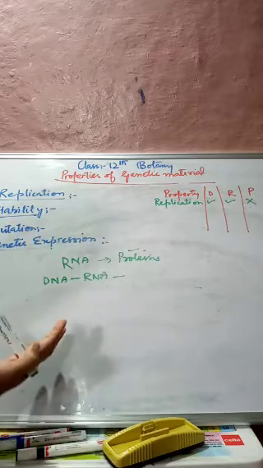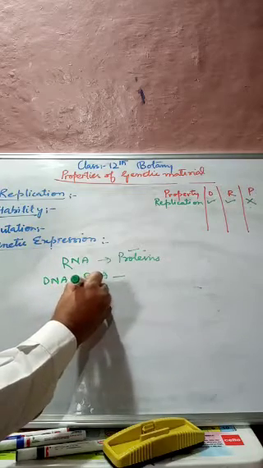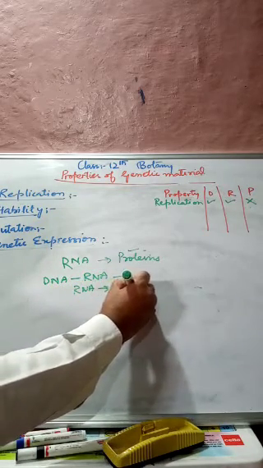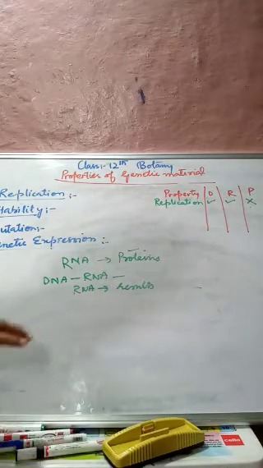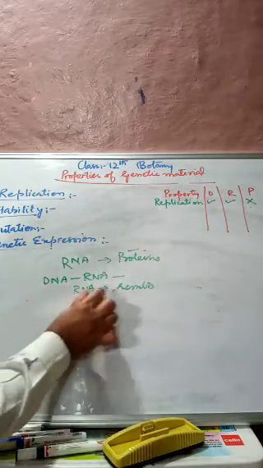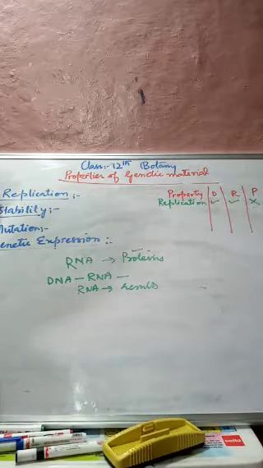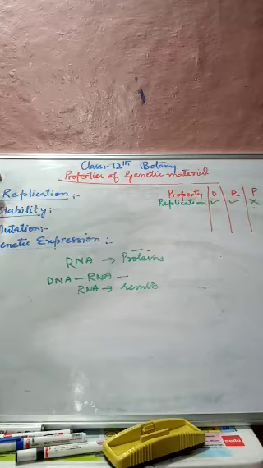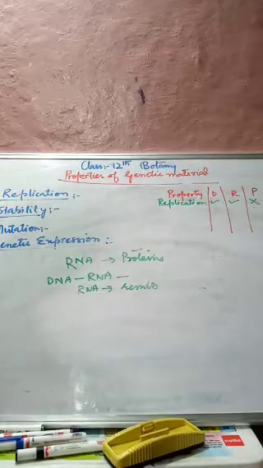But for transmission of genetic characters, RNA shows better results. So these are some of the properties of genetic material. First, replication. Replication simply means the duplication of the genetic material, and that is shown by both DNA and RNA, while proteins and other compounds do not show these properties.